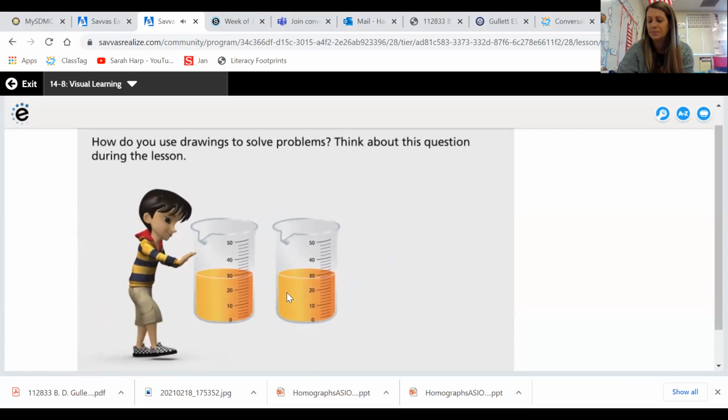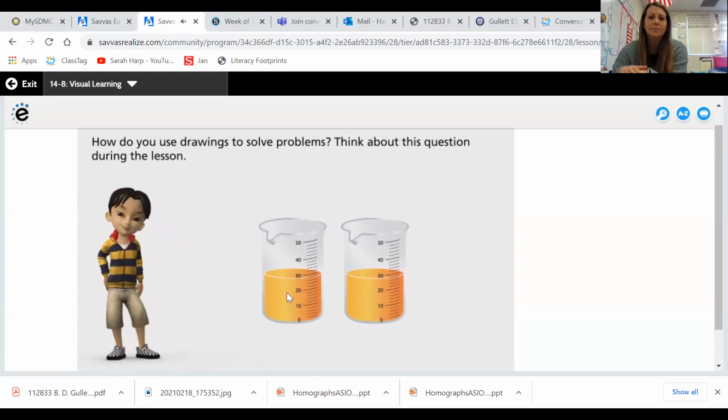How do you use drawings to solve problems? Think about this question during the lesson.